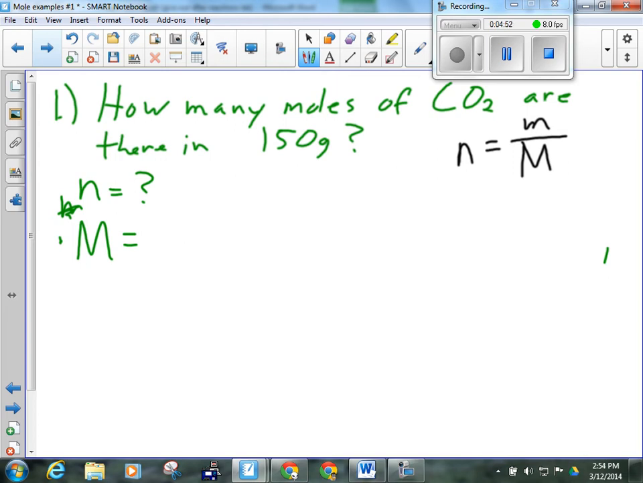I do that by taking the masses from the periodic table. I look up carbon. 1 mole, or 6.02 times 10 to the 23 atoms of carbon, has a mass of 12.01 grams. So that's what I start with: 12.01 grams per mole. That's my carbons. How many oxygens are there?